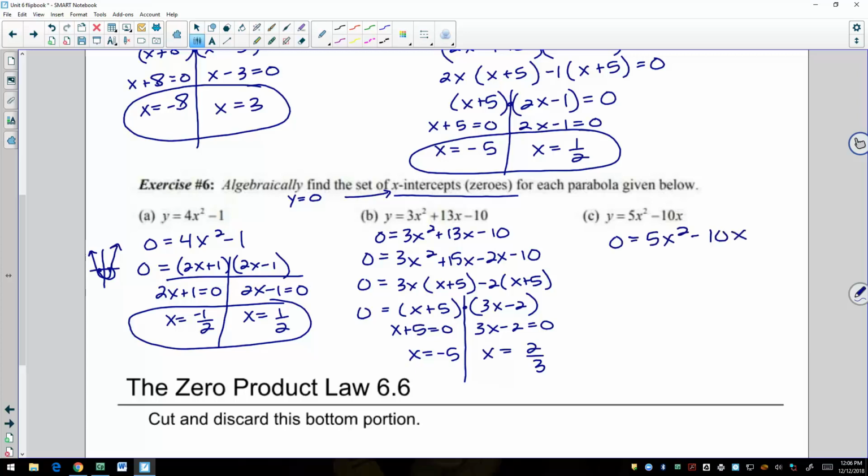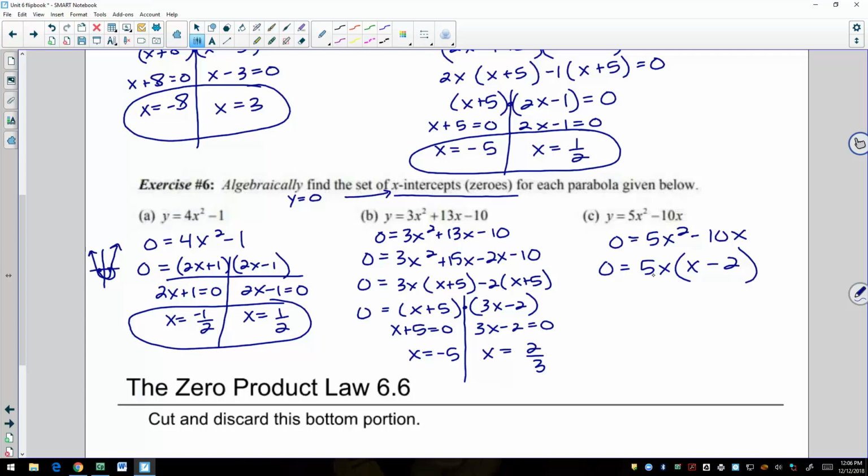And first check for a GCF. There is one. You can factor out a 5x from both terms. In parentheses, you put what's left over when you divide it out. We get x minus 2. And now there is nothing left to factor in the parentheses, so you are done factoring.